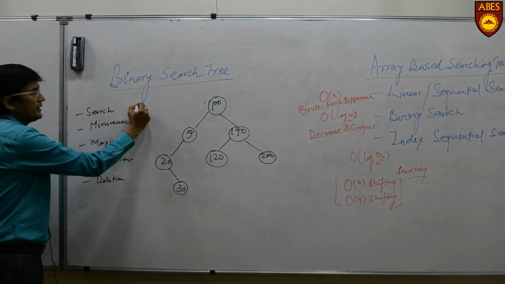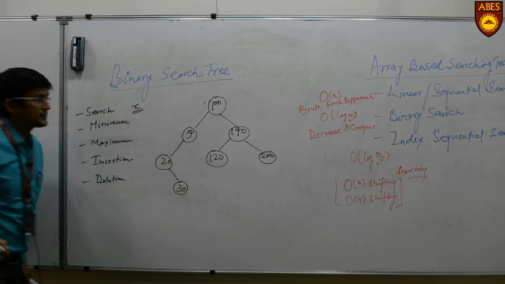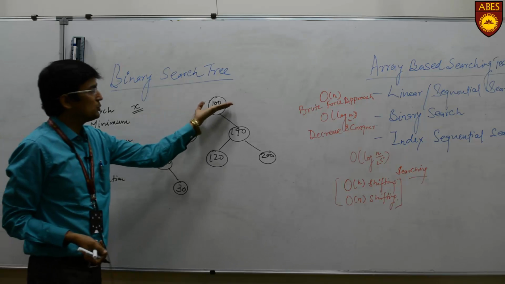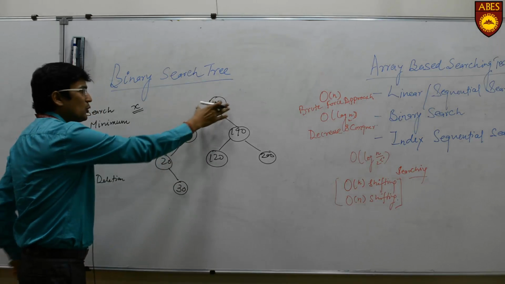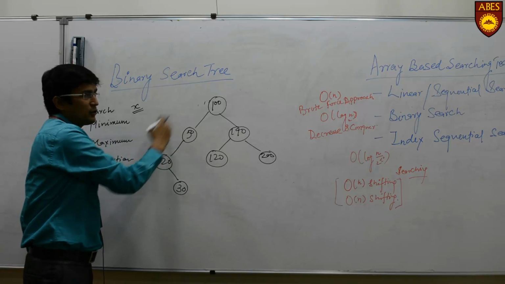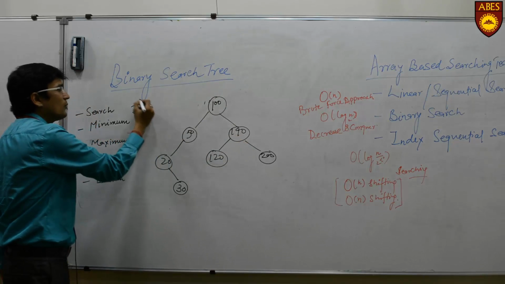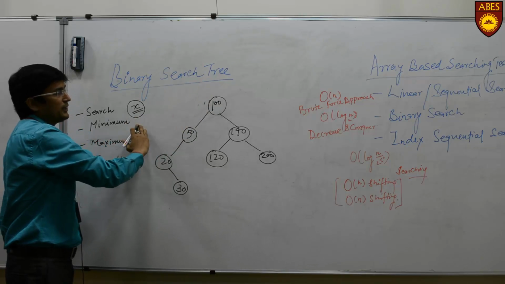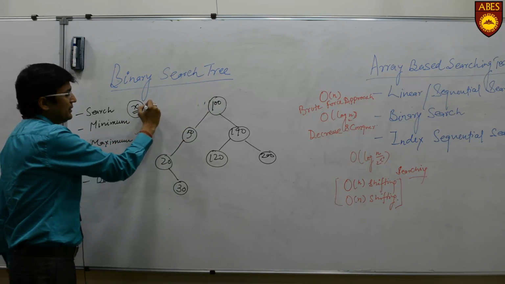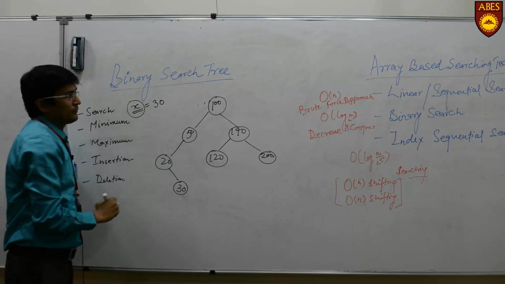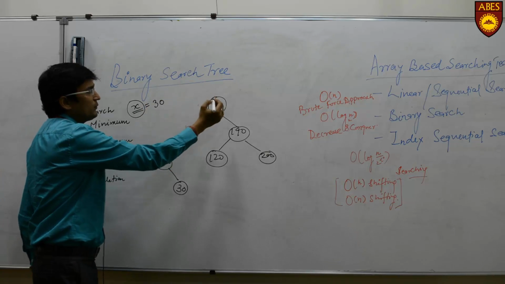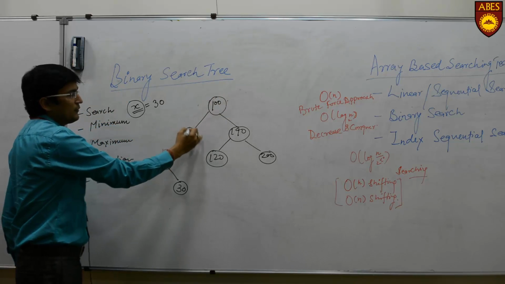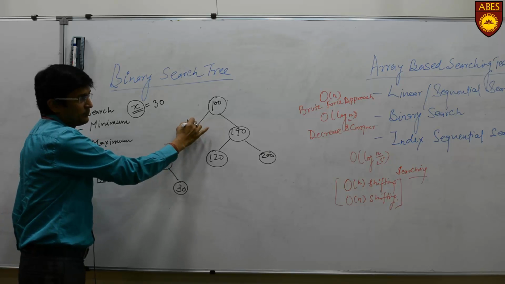Suppose we want to search for an element X in this binary search tree. For every search operation, we will have to start from the root node. The root node will guide us either to go towards the left or the right, depending on the value of the current node compared with the search key. For example, if you are going to search for 30, then 30 gets compared with the information of the root node. Since 30 is less than the root node, it will guide us to go towards the left.